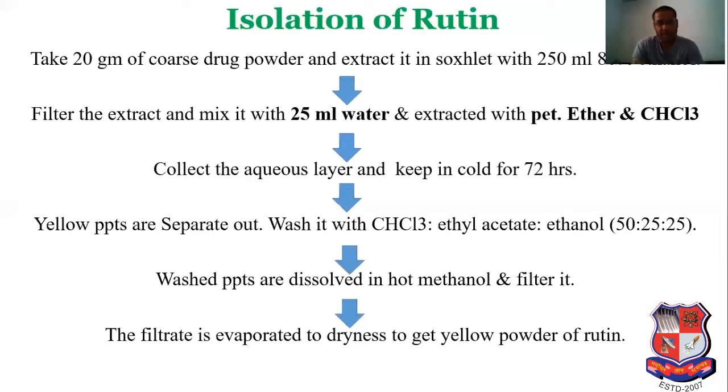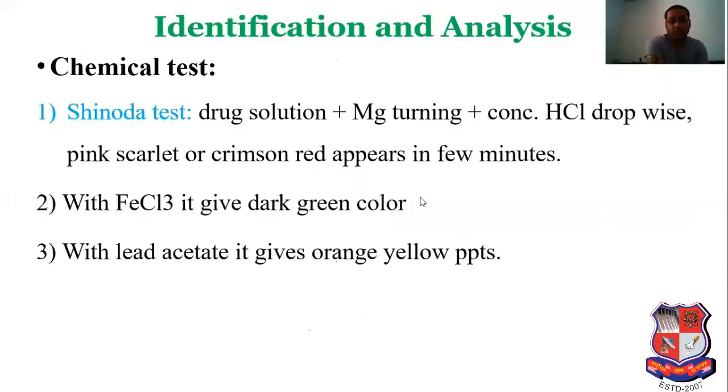These precipitates are separated out. Wash them with chloroform, ethyl acetate, and ethanol, in the ratio of 50 to 25 to 25. The washed precipitates are dissolved in hot methanol and filtered. The filtrate is evaporated to dryness to get a yellow powder of rutin. Here we are dissolving in methanol, so we get the pure product, and finally we get the yellow powder of rutin. So the color of rutin is a yellow crystalline powder.